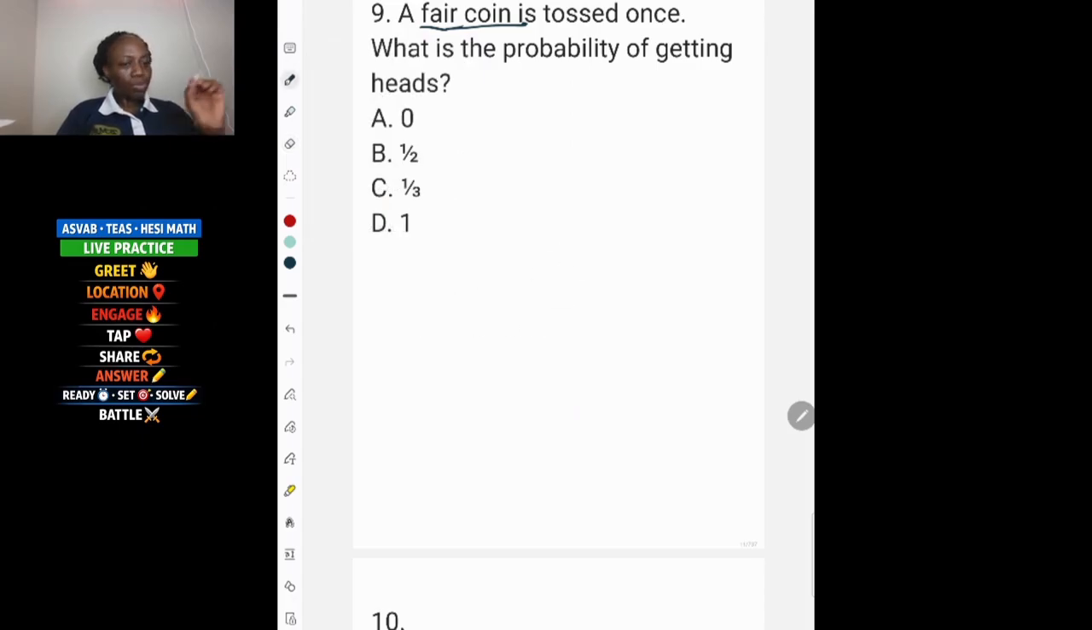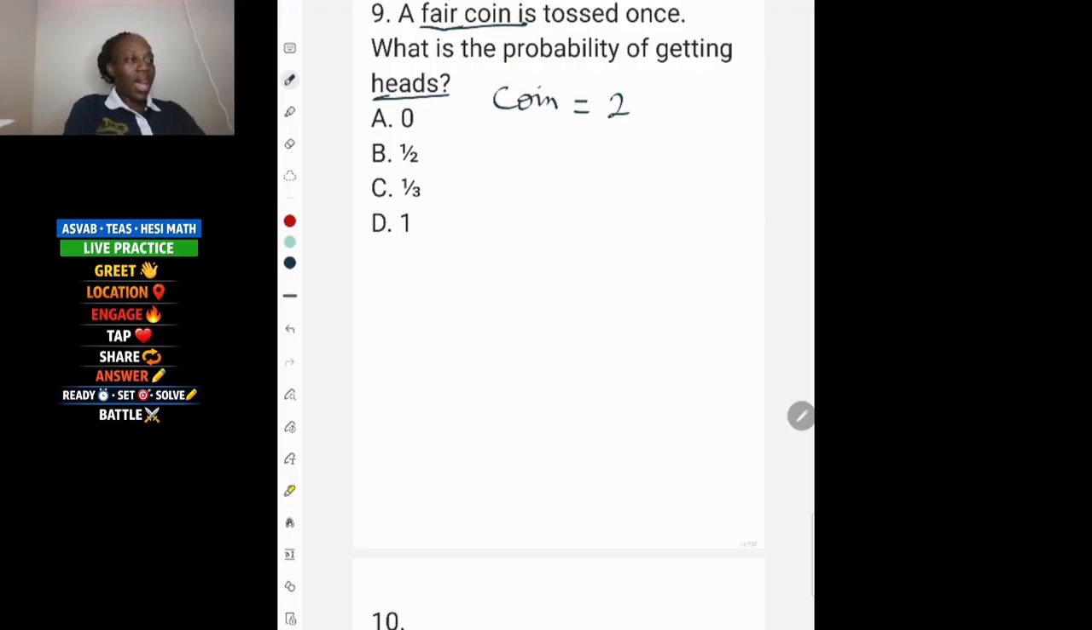Okay, so a fair coin is tossed once, just like our 25 cents, tossed once. What is the probability of getting head? This is just a straightforward thing. A coin will only have a head and a tail. Those are the two outcomes. The number of faces of a coin that we can have will be just two-sided.